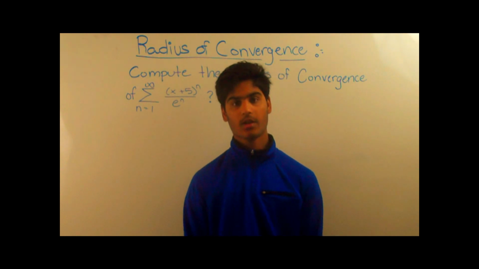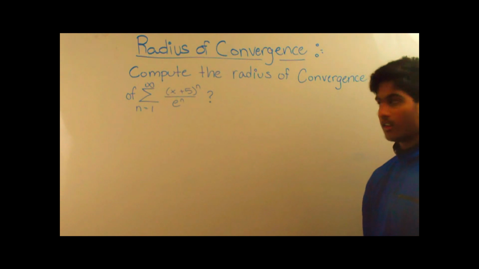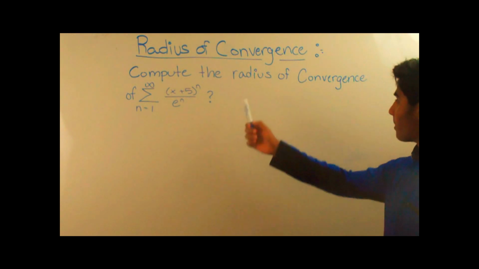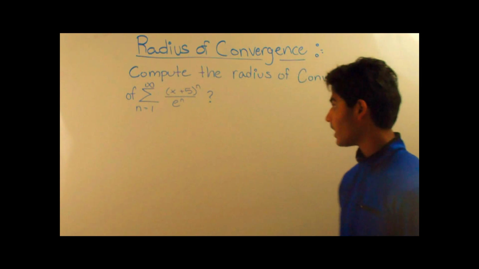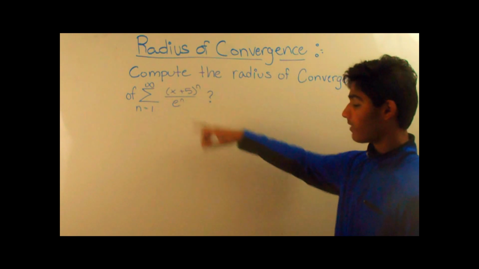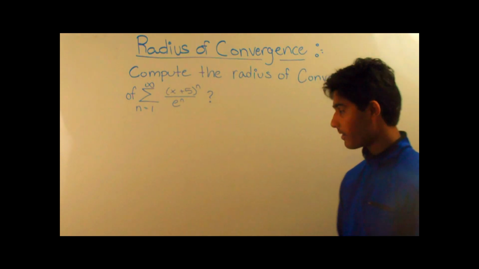Hi! Today we're going to learn about the radius of convergence in calculus. Let's say we have a problem like this. Compute the radius of convergence of the series from n equals 1 to infinity of (x plus 5) to the n power over e to the n power. So how do we do that?